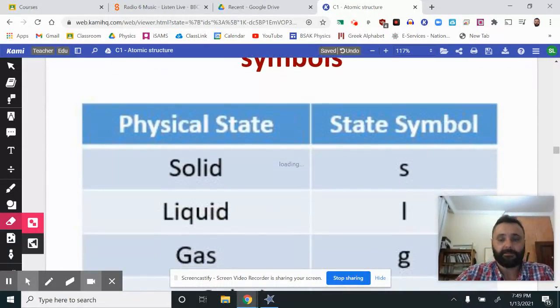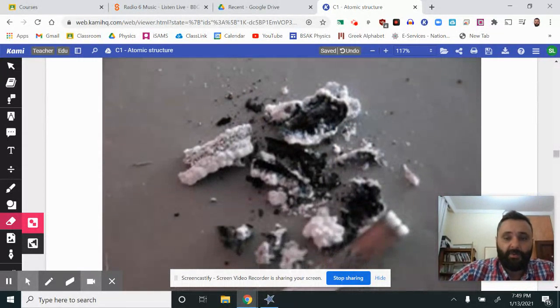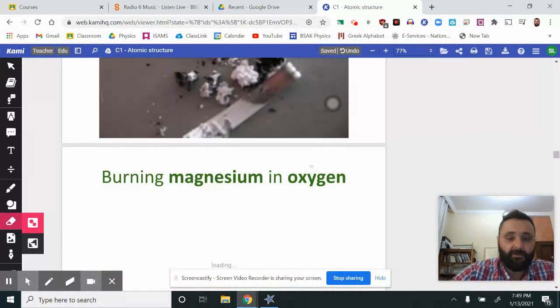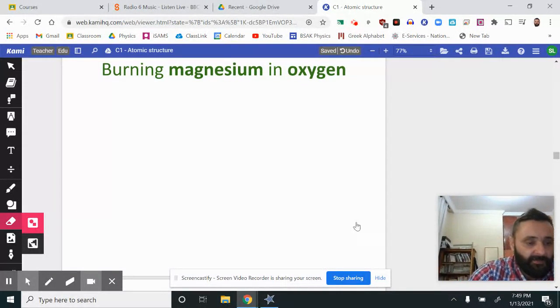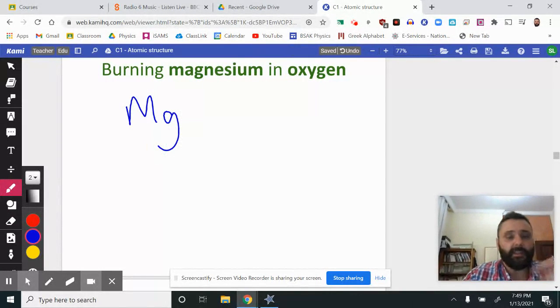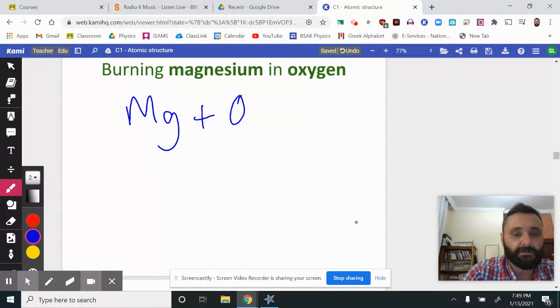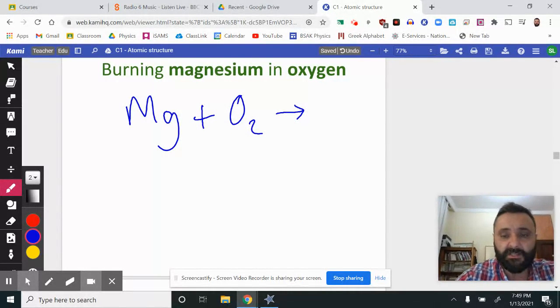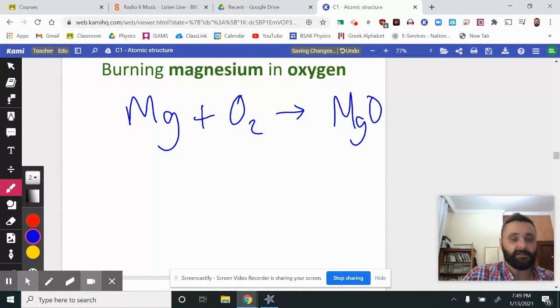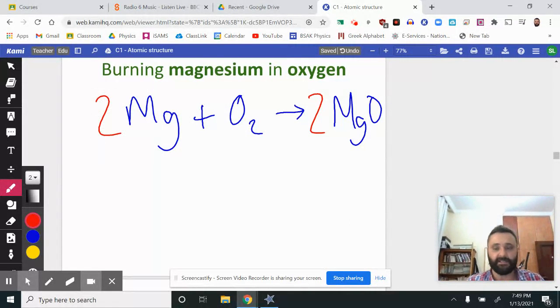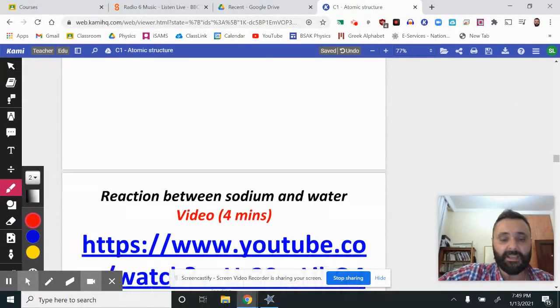What do we got here? Any more? Burning magnesium and oxygen. Let's try that one. We all know about that. Where we burn magnesium, it's really bright. So magnesium, Mg plus oxygen, O2. Now the formula for magnesium oxide is MgO. This should be fairly straightforward. Got to have 2 lots of that to balance the oxygens and 2 lots of that to balance the magnesium. So some can be quite straightforward. Some can be quite easy.